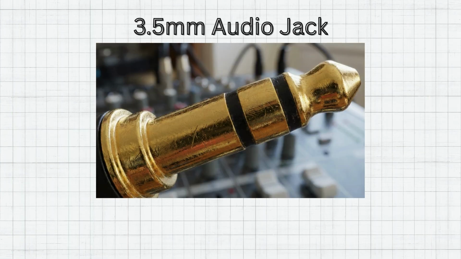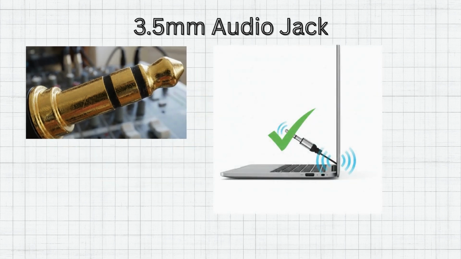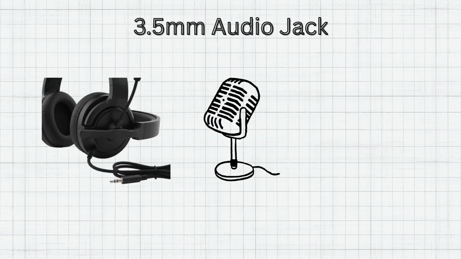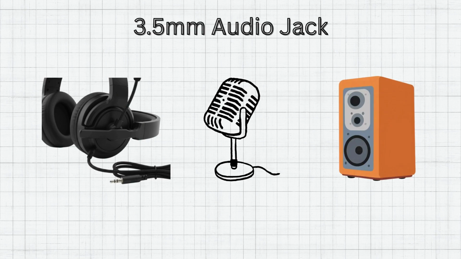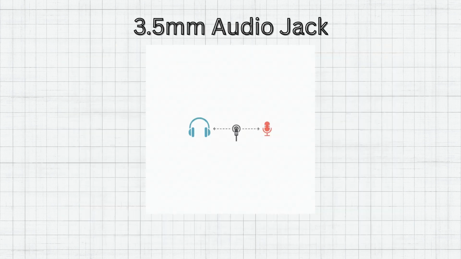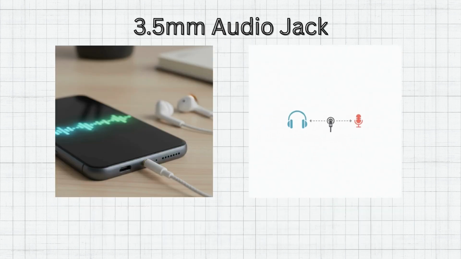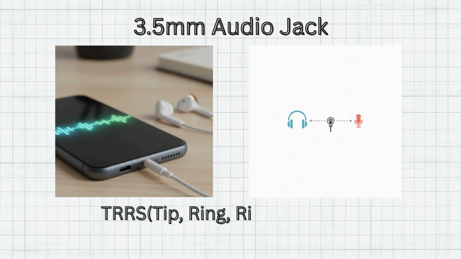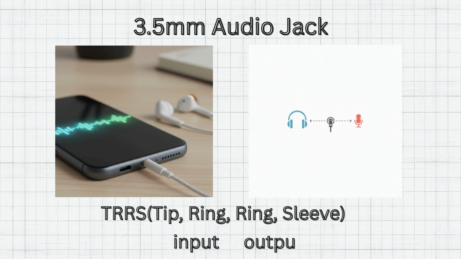3.5mm audio jack. The 3.5mm audio jack is one of the simplest yet most enduring ports. It connects headphones, microphones, and speakers in a plug-and-play way that has lasted decades. Early computers often had separate jacks for audio output and microphone input, which could be confusing. Modern devices combine these into a single TRRS jack, allowing both input and output through one connector.